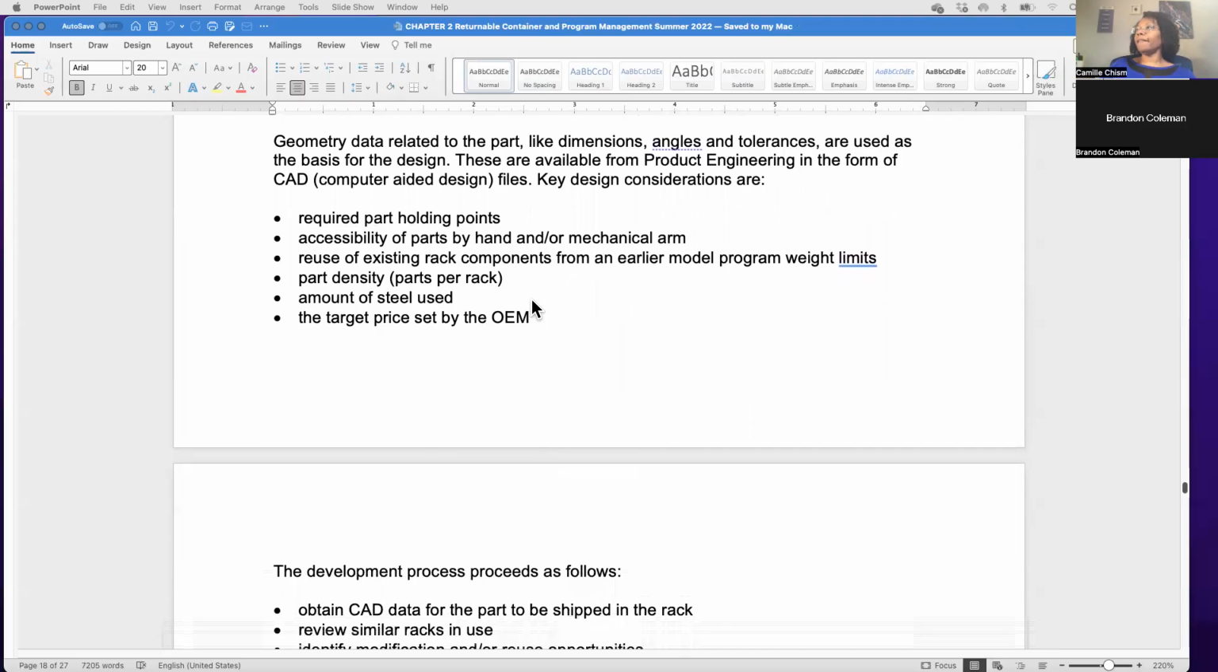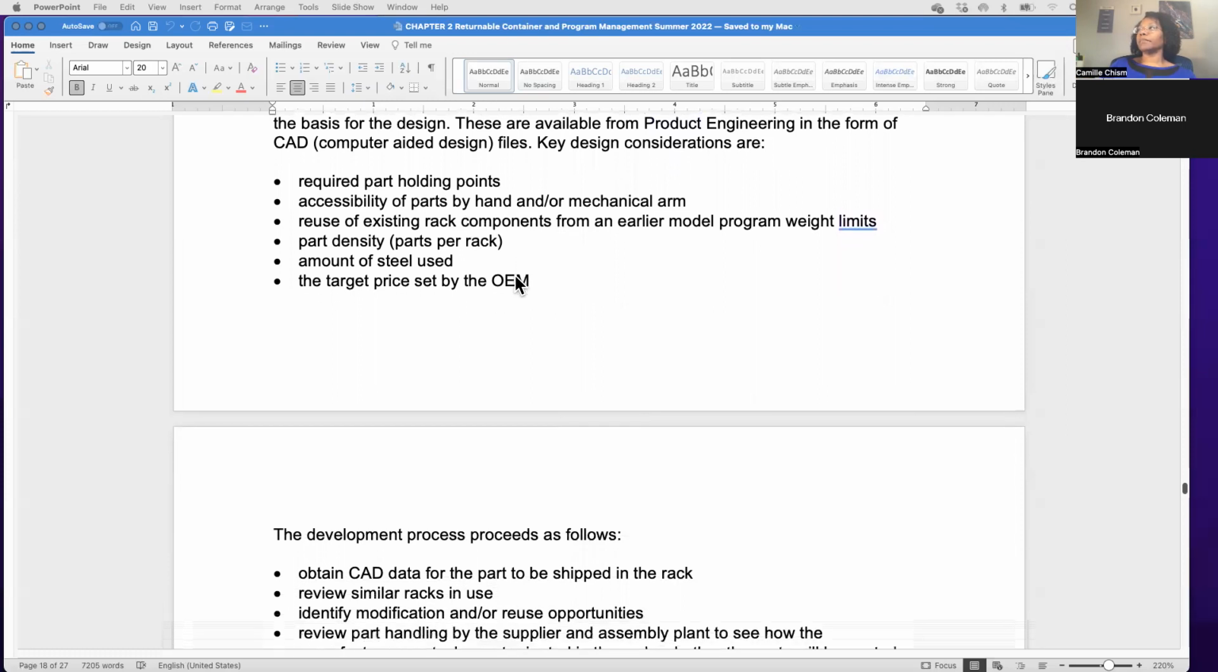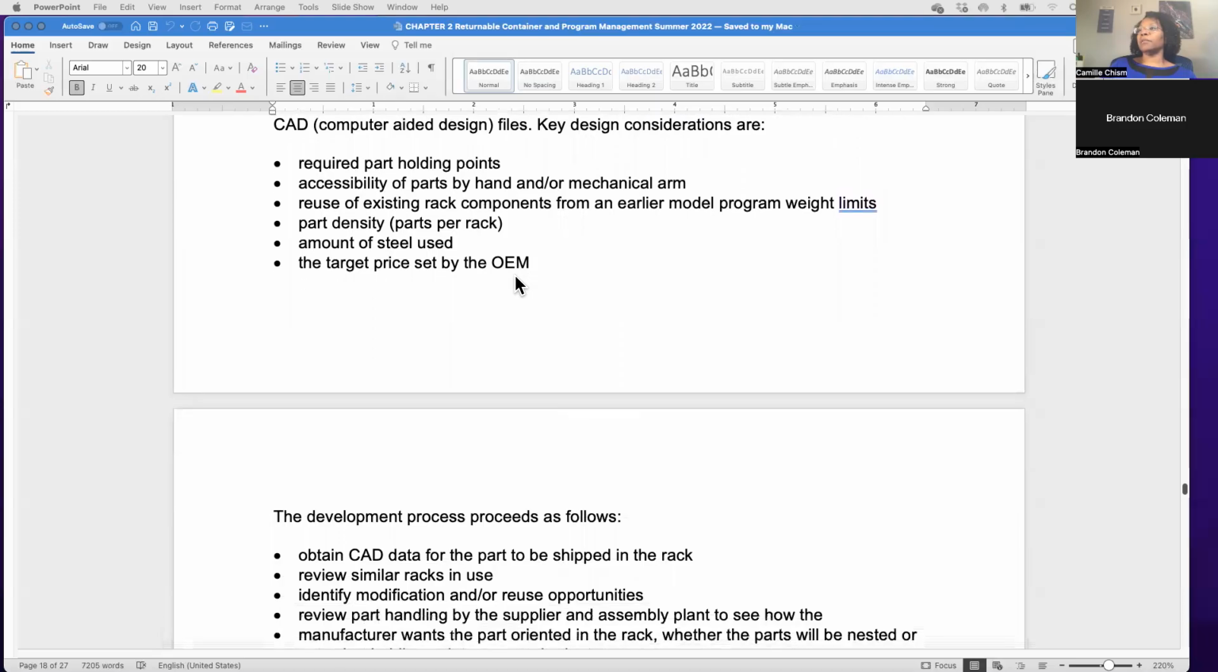How are the parts going to be accessible? How are they going to be pulled out? Or is anything going to be reused? How many parts per pack are needed? So there usually is a goal. That goal is going to be based on the takt time, or the speed for the cycle of making one vehicle or making that part.